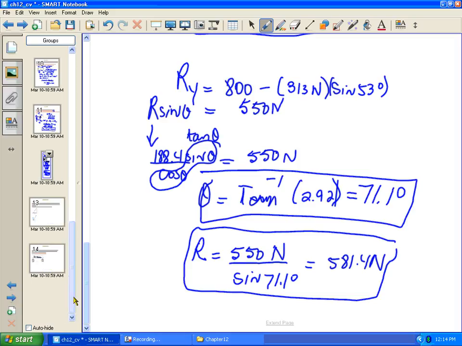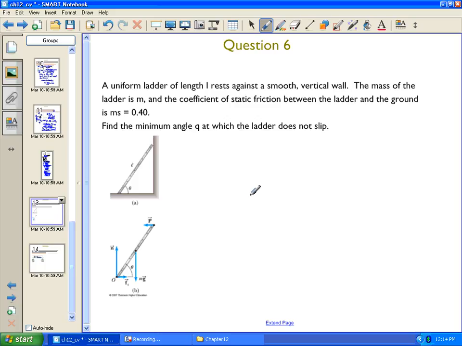Okay, the last problem here is, oh, actually, it's not the last problem, it's next to the last problem. Question 6 is a ladder of length L which rests against a smooth vertical wall. The mass of the ladder is M, and because it's a uniform ladder, the mass is located at its center of gravity or center of mass. The coefficient of static friction between the ladder and the ground is 0.4.